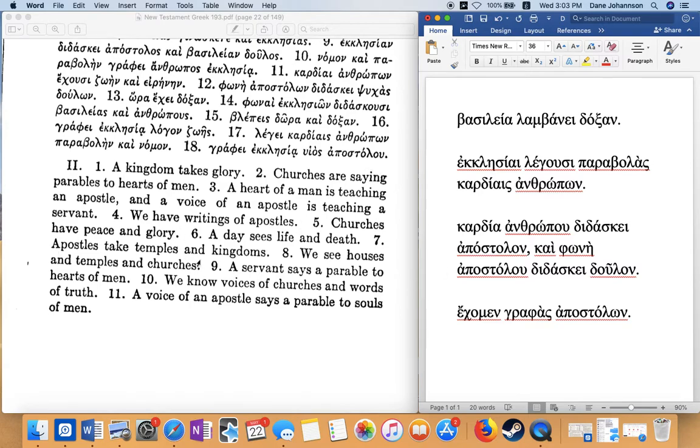Number five, churches have peace and glory. Churches. Ecclesia would be plural. Ecclesia. So churches, plural, nominative, feminine. Ecclesia, churches, have. So if echomen is we have, and echin is to have, and echo is I have, what would churches, plural, be? They have. So echusi. Churches have peace. Actually, you have to put in there, because of the accusative, irinin. Churches have peace, irinin, and ke. What else do they have? Glory.